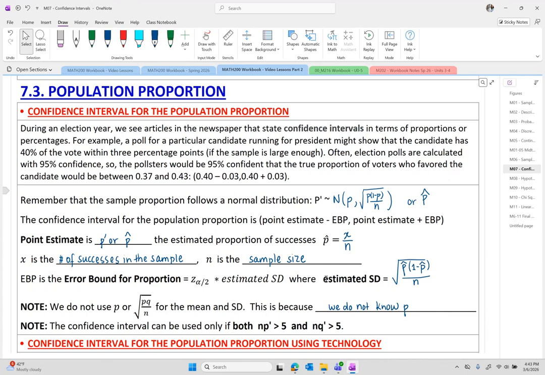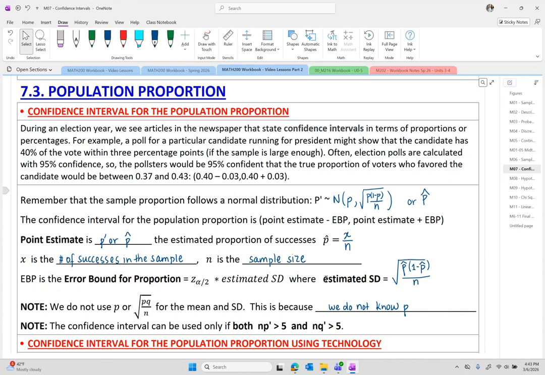A lot of times, the exit polls cannot determine a winner, and that is because the error bumps either of the two candidates above 50%. So they are not sure, so they cannot determine the election.